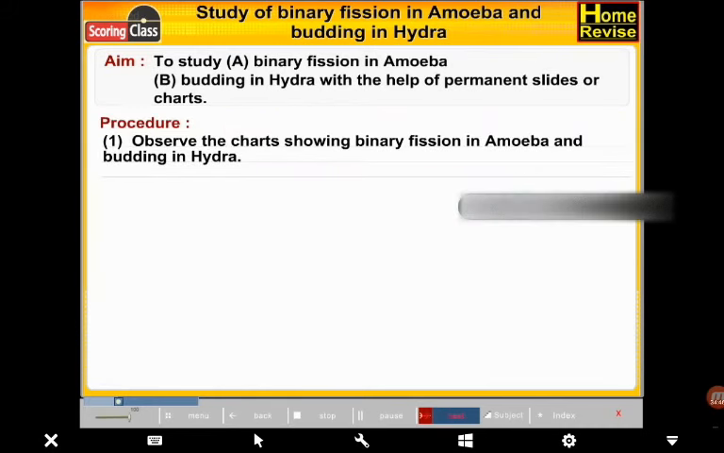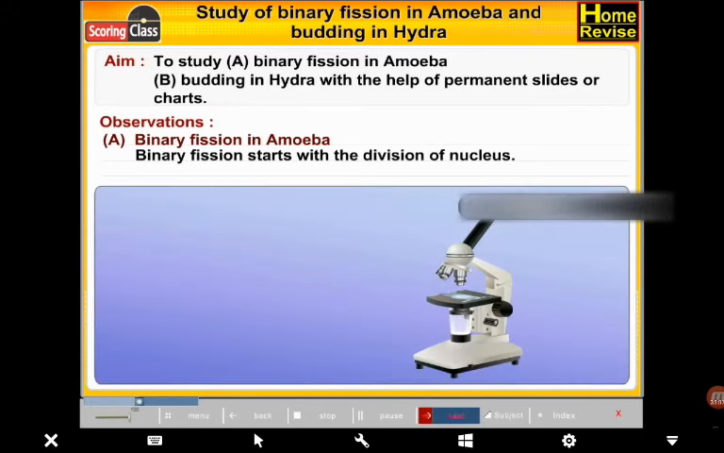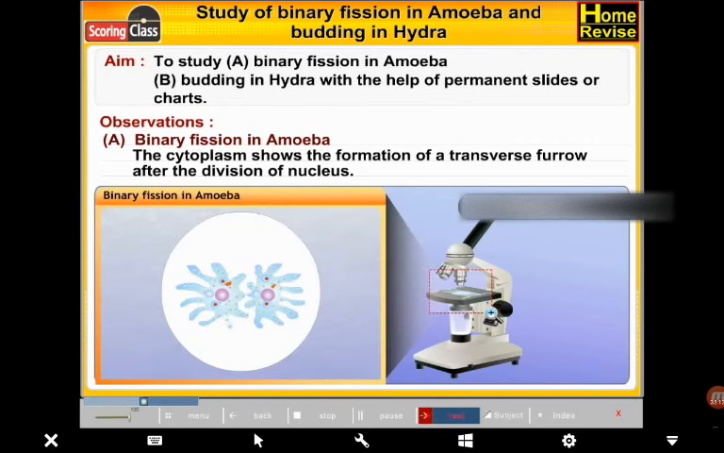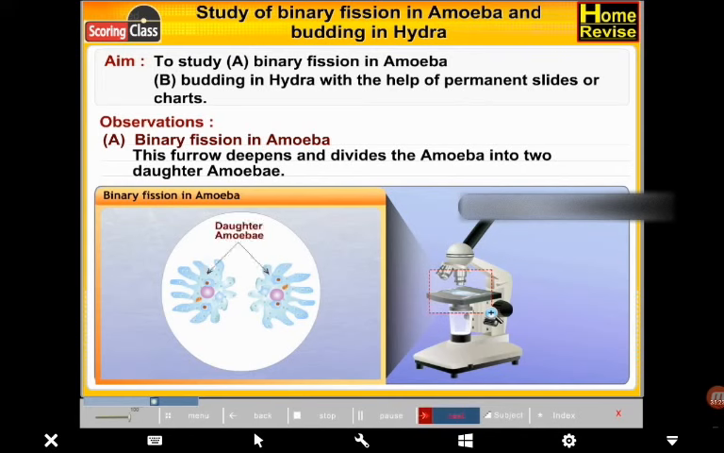Procedure number 1. Observe the charts showing binary fission in amoeba and budding in hydra. Number 2. Note down the observations. Observations. A. Binary fission in amoeba. Binary fission starts with the division of nucleus. The cytoplasm shows the formation of a transverse furrow after the division of nucleus. This furrow deepens and divides the amoeba into two daughter amoebae.